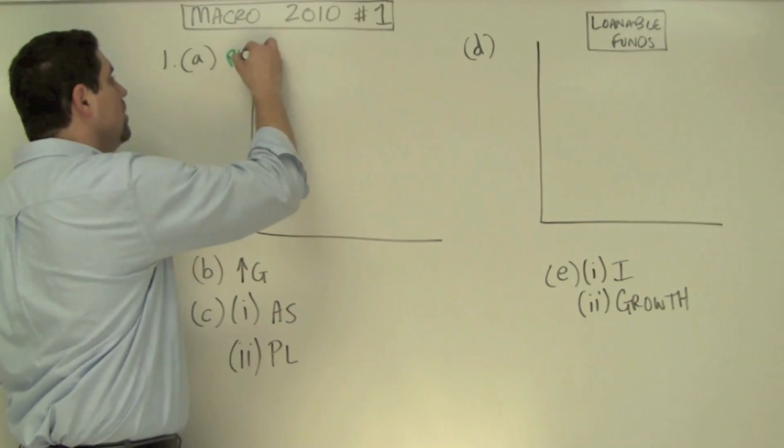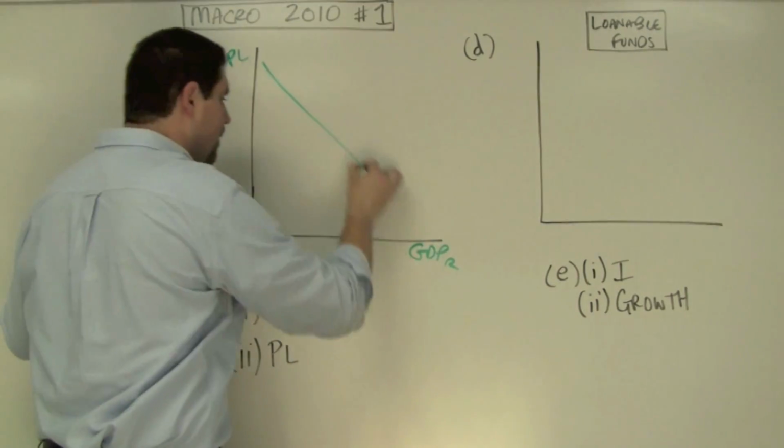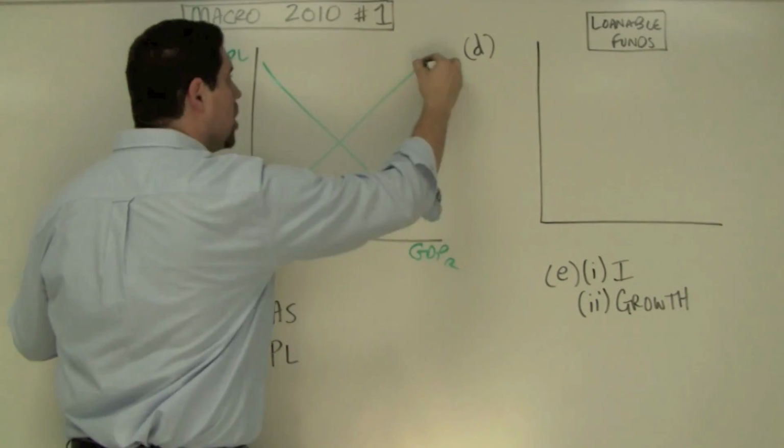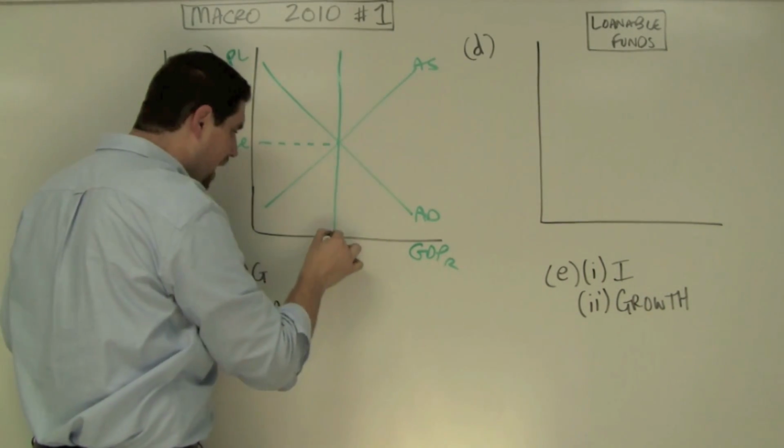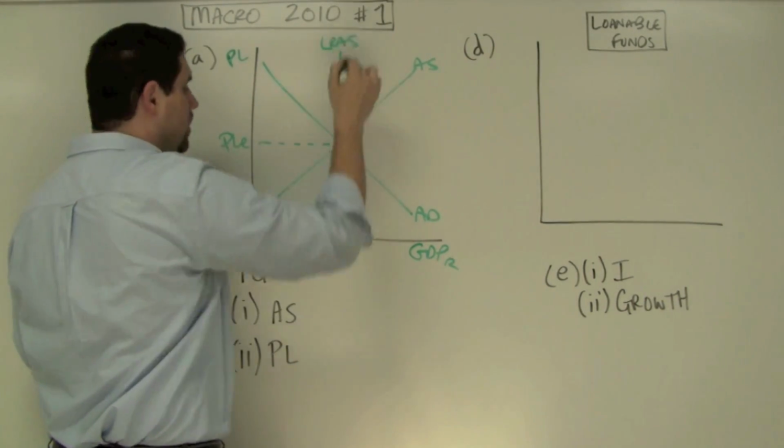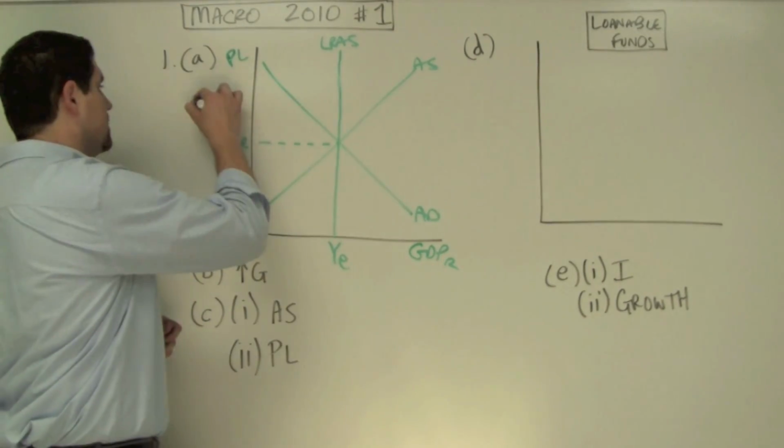So we've got price level and the real GDP, downward sloping aggregate demand curve, upward sloping short-run aggregate supply curve, and a vertical long-run aggregate supply that's right down the middle because they're in long-run equilibrium. That graph is worth 2 points.